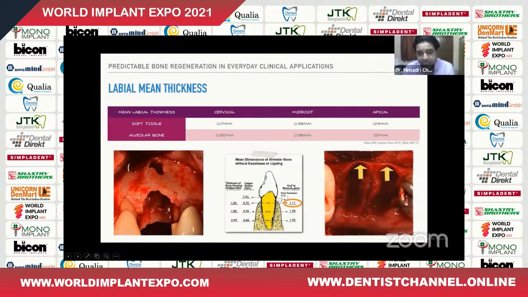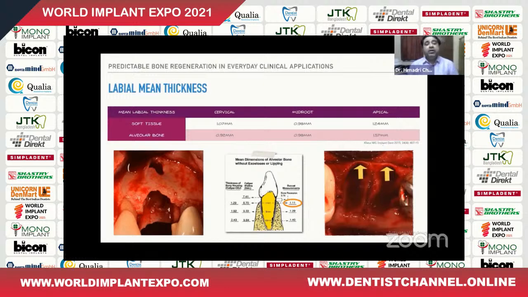You can see the posterior bone volume is still good. This is a study where you can see that the posterior alveolar bone at the cervical level is around 0.9. Midroot is around 0.98, but the more apically you go, you have like 1.5 millimeter of bone.